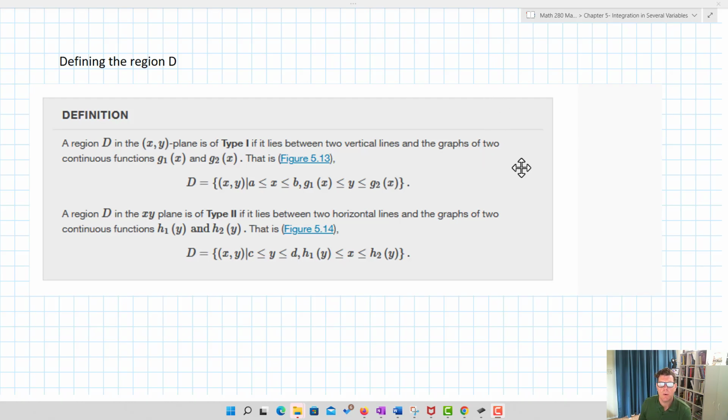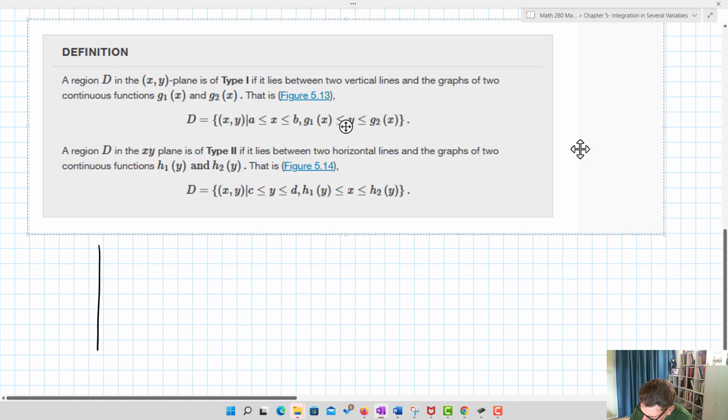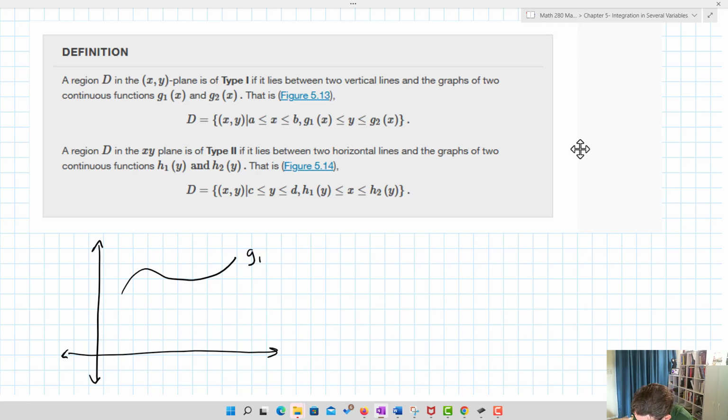Let's imagine that we're looking in the xy plane, because that's how we're going to define our domain. That's the region that we're going to integrate over. We might imagine here's g2 of x, here's g1 of x, and then here are our vertical lines.